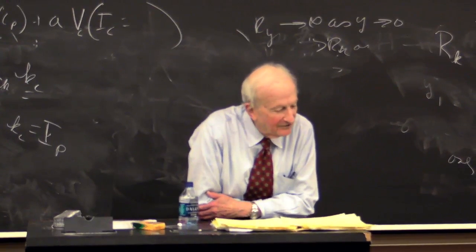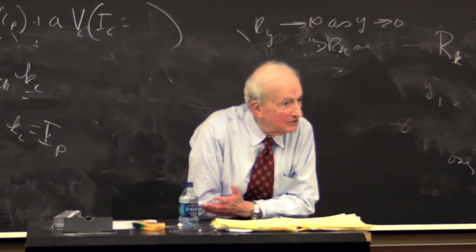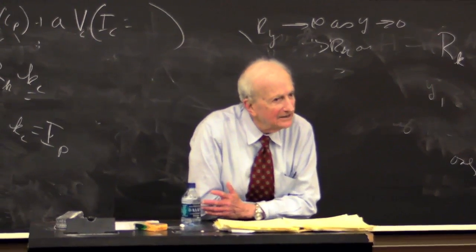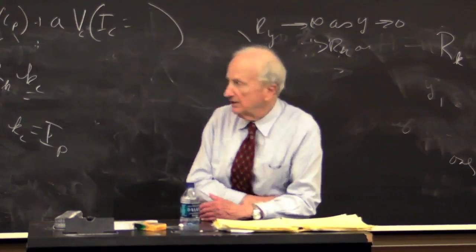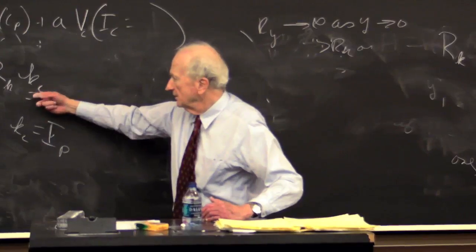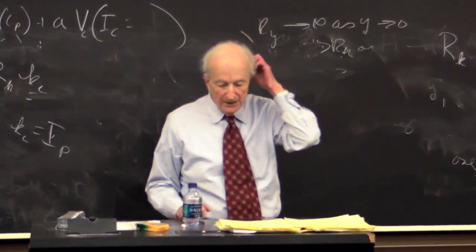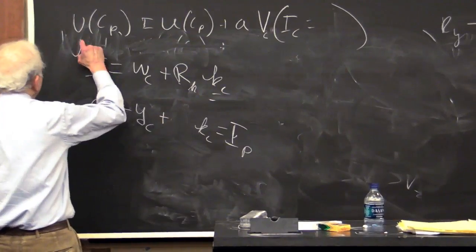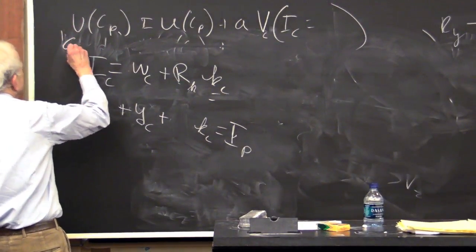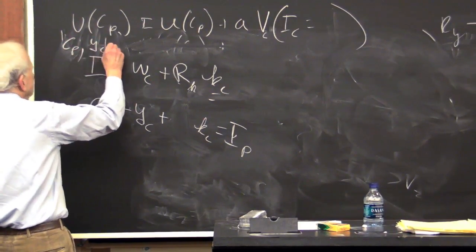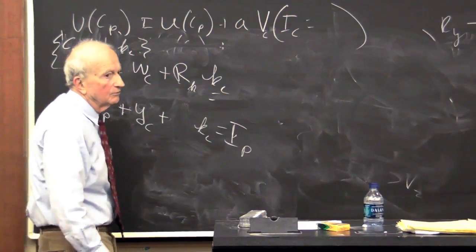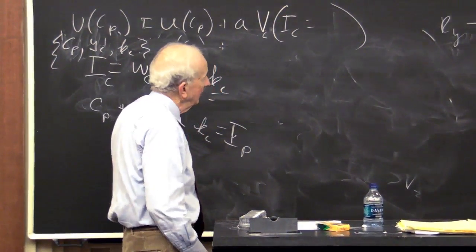Yeah, no, it's not the R. See, they're given KC. The children would get RK times KC as part of their income. That's going to be their income. Okay? So the parents have to choose CP, YC, and KC. Now they have a little more complicated problem. Okay, but not much more.